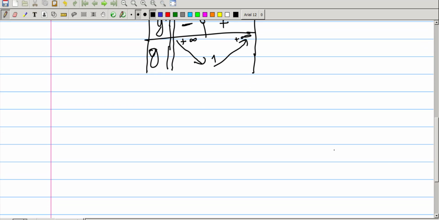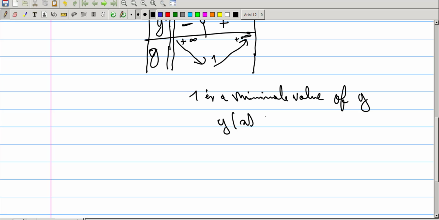And then we can know the sign actually of g. You know that 1 is a minimal value of g. We can say g of x is greater or equal to 1 if we take any x in 0 plus infinity. Cool. So we're done with that.